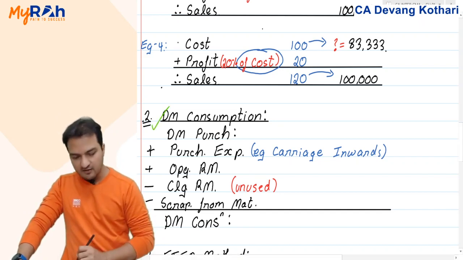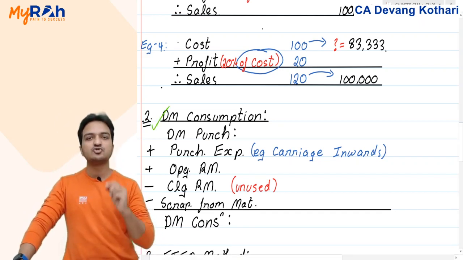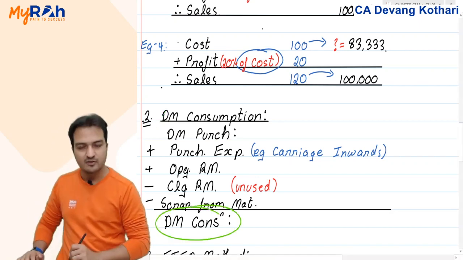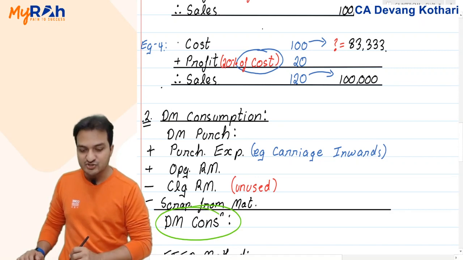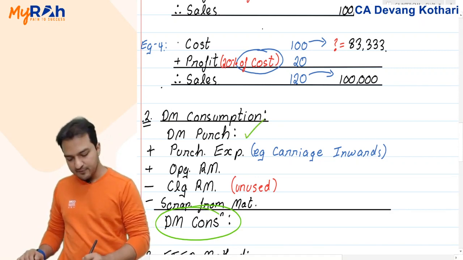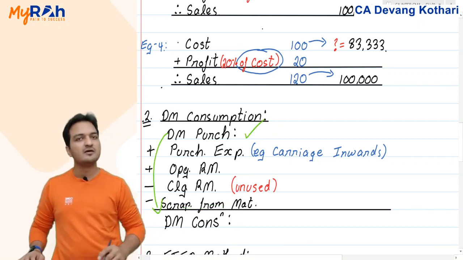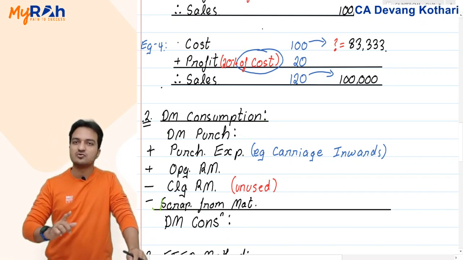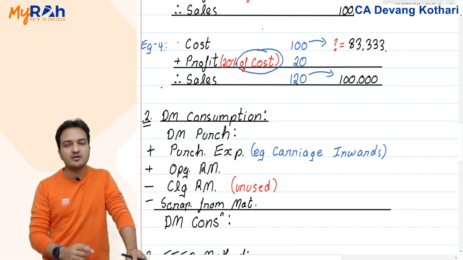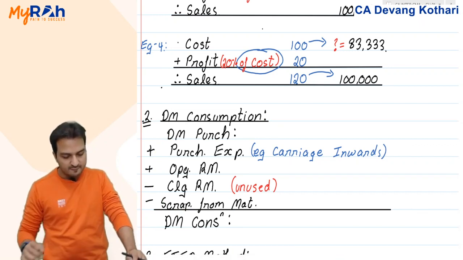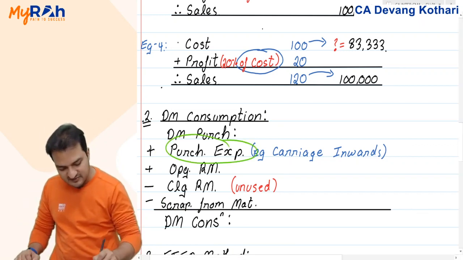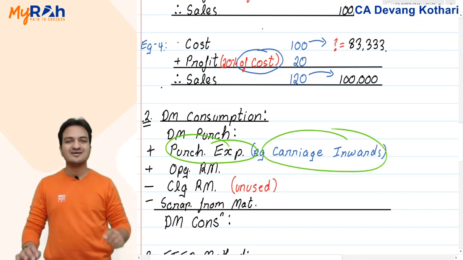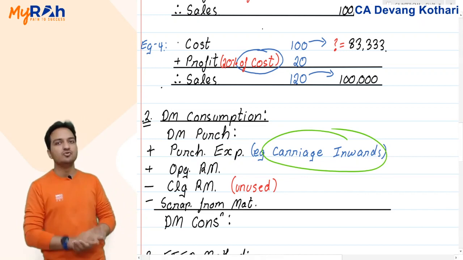Note number two I gave to tell you that the materials that you show in the cost sheet have to be the direct material consumed, not the purchase. If the question gives you purchase, then from purchase you need to find consumption like this: purchase plus purchase expenses, add opening material, less closing material, less scrap from materials will give you consumption. Why do I add purchase expenses here? Which purchase expenses will I add? Well, I gave you one more logic over here and I also made you write a note about that.